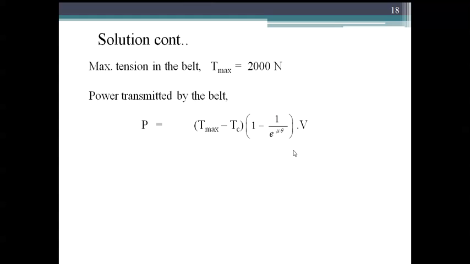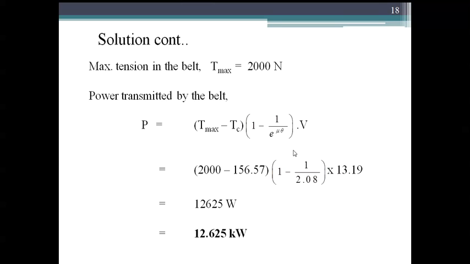By substituting the values of T max, Tc, e power mu theta and V, P equal to (2000 minus 156.57) into (1 minus 1 by 2.08) into 13.19. So power is equal to 12,625 watts, nothing but 12.625 kilowatts, which is the power transmitted by the belt when you consider the centrifugal tension.